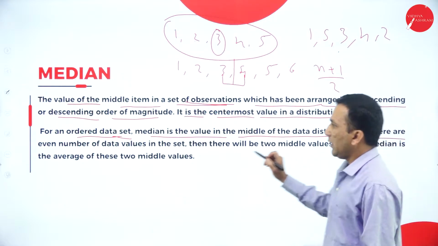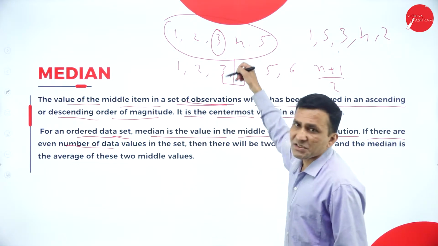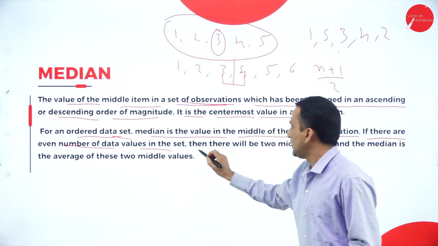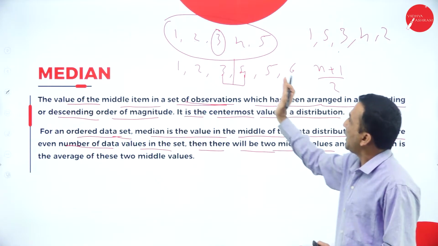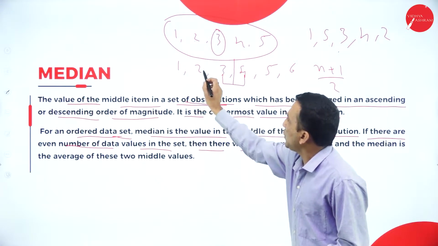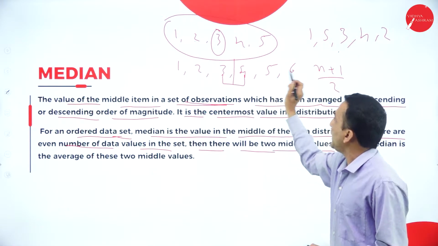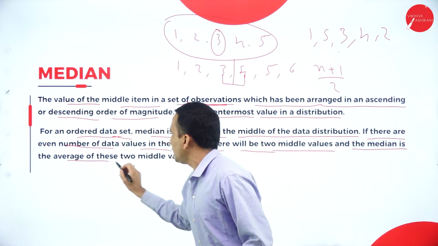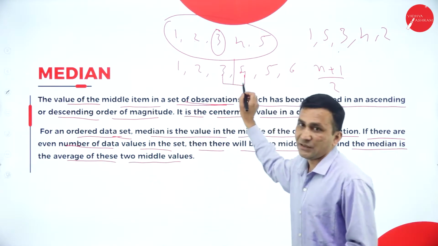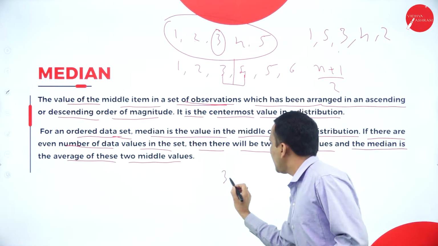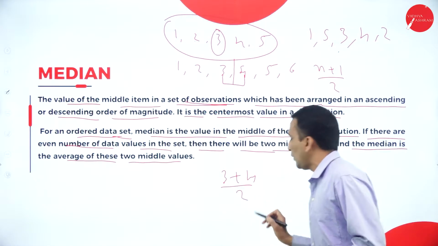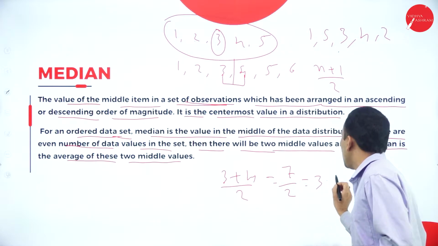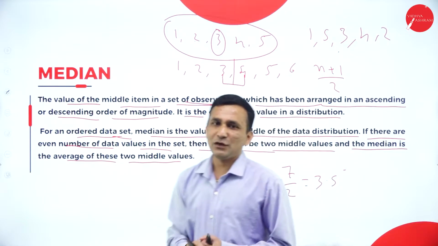If there are even numbers of data, I just gave one example to remember. With an even number of data values in the set, there will be 2 middle values. We equally divide: first 1, 2, 3 on the left side and 4, 5, 6 on the right side. The median is the average of these 2 middle values. Now in this case, even numbers, we take 3 plus 4 divided by 2. 3 plus 4 is 7, divided by 2, so the median value is 3.5. It's very simple to understand.